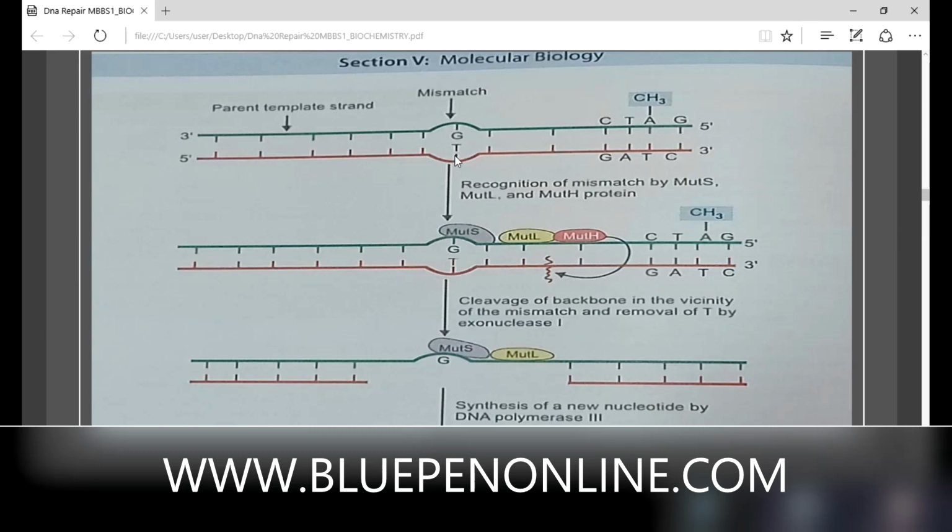Here it is cytosine. We need cytosine here, not thymine. Yes, it is mismatched, so we have to remove this thymine. Clear? Now it is clear. This is the region where a loop formation occurs, and we remove that part containing thymine. Then the remaining part is synthesized by DNA polymerase 3.